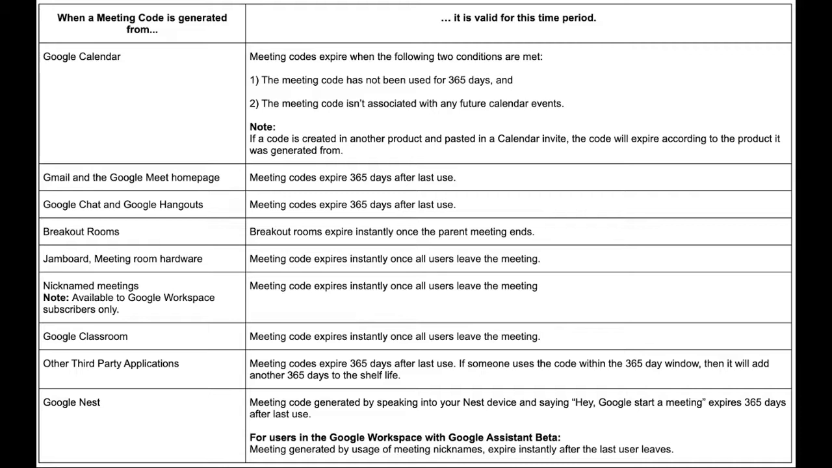So if you look at the list, the handy chart Google just put out, meetings started via Jamboard, meetings started via nickname, and meetings started via Google Classroom all expire once all users leave the meeting. And they now have that handy end meeting for all button for teachers. So that's why we want you to concentrate on using only those 3 types of Google Meets. The other ones, there are ways to make them end sooner, but in theory, they last for 365 days from the last use.